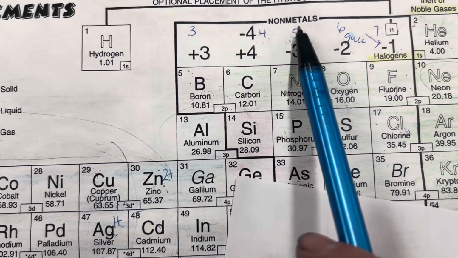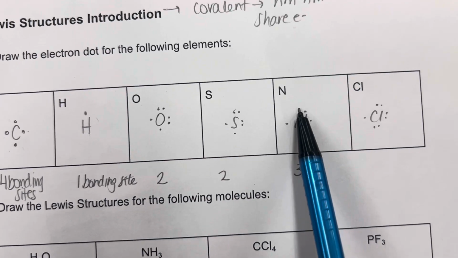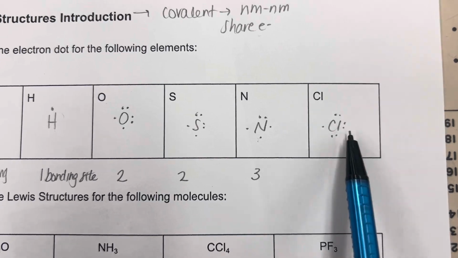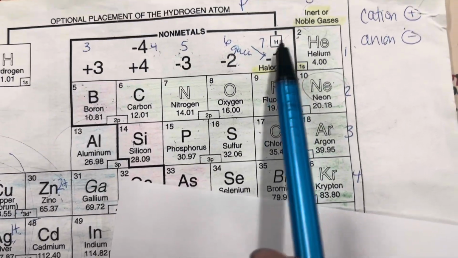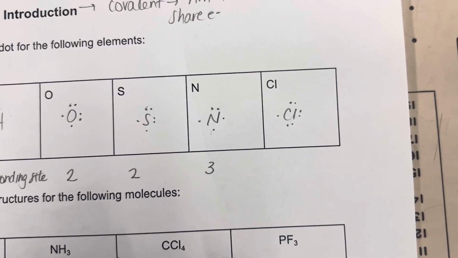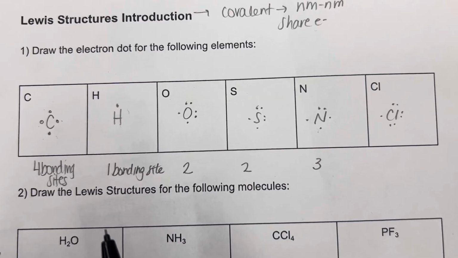Nitrogen is in group 5. It has 5 valence electrons. We need 5 dots. 1, 2, 3, 4, 5. And chlorine is in group 7. It has 7 valence electrons, so we have 7 dots. This picture is important because it tells us how many bonding sites one has.